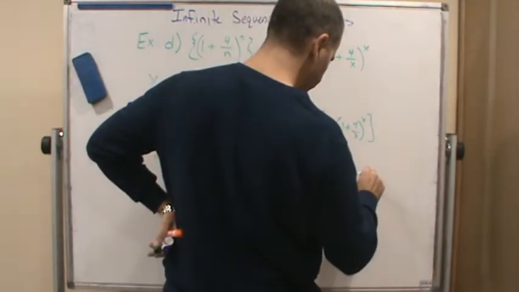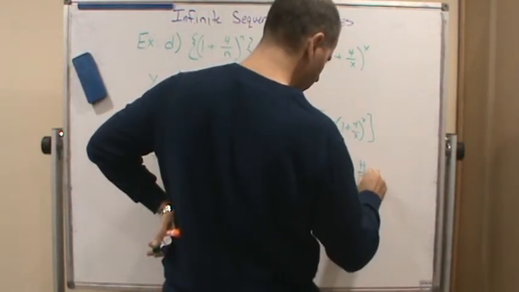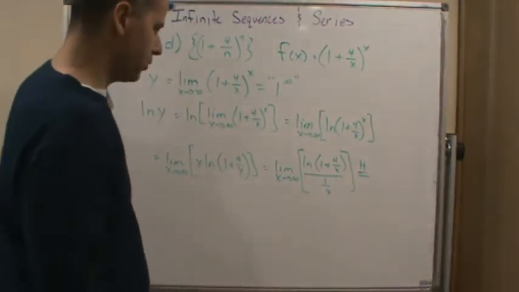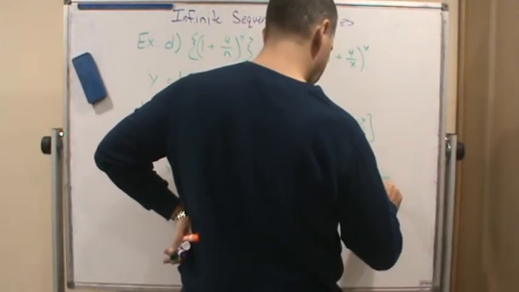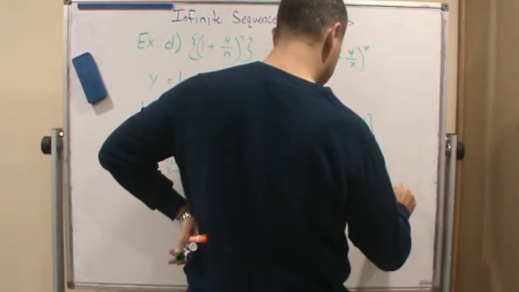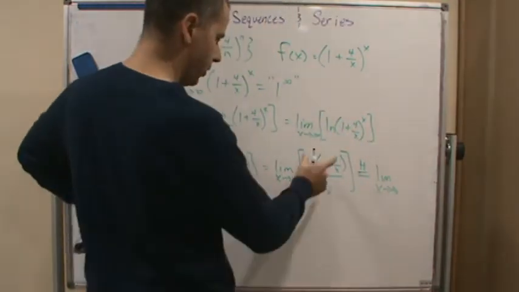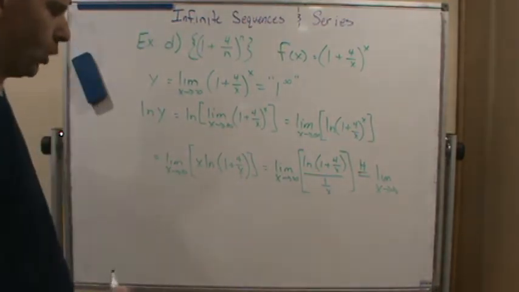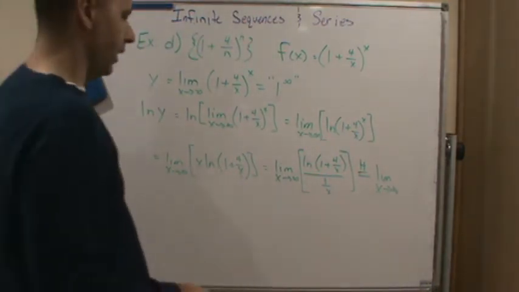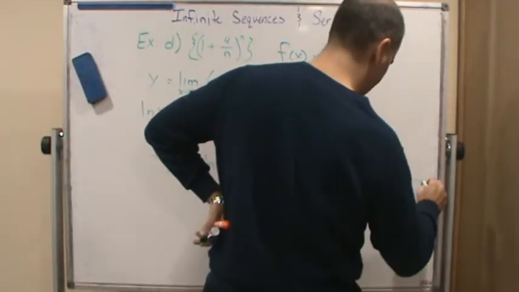So now, by L'Hopital's rule, this is going to equal the limit as x approaches infinity of the derivative of the top divided by the derivative of the bottom. So what's the derivative of the top?